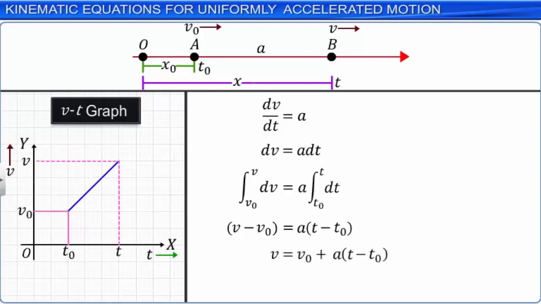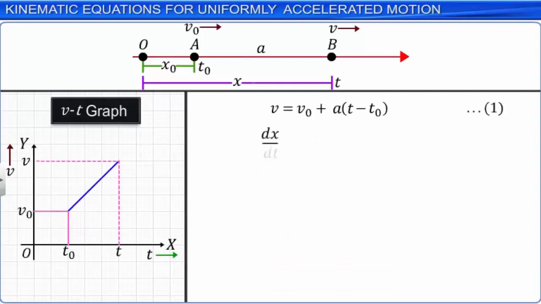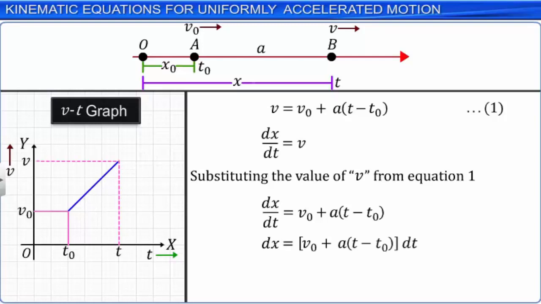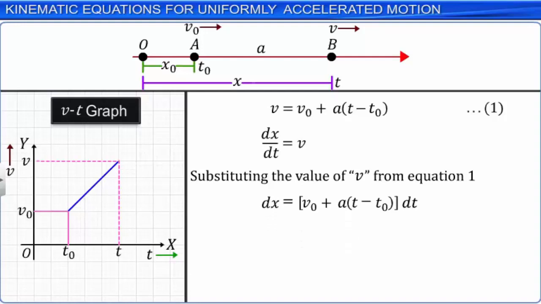We know that dx by dt is equal to v. Substituting this value in equation 1, we get dx by dt is equal to v0 plus a into t minus t0. By cross-multiplying, we get dx is equal to v0 plus a into t minus t0 multiplied by dt. Integrating both sides, we get x minus x0 equal to v0 into t minus t0 plus half a into t minus t0 whole square.